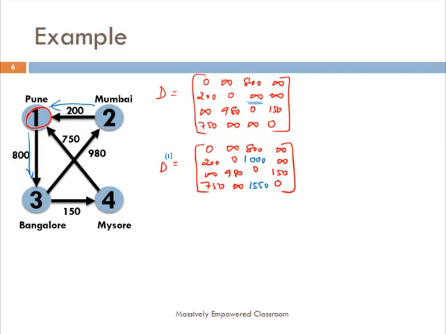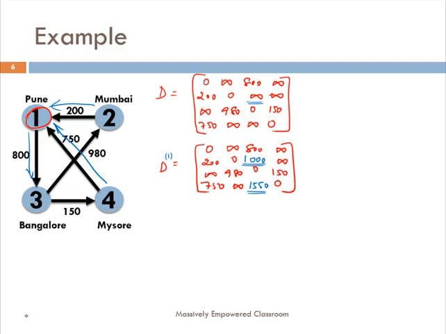4 to 3 there was no path, but now you can go through 1 to get to 3. So 4 to 3 is 750 plus 800, which is 1550. So those two new paths were added. The new paths were 2 to 3 and 4 to 3. They got added when we considered paths going through node 1, right?